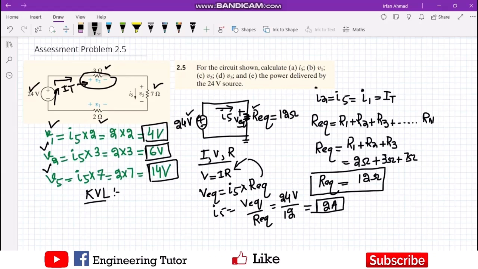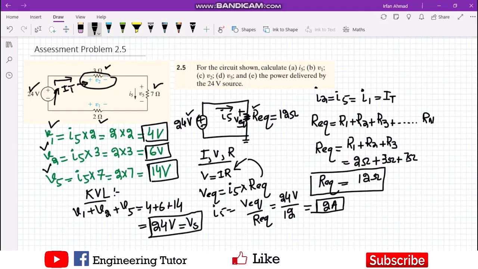So adding all these three voltages, V1 plus V2 plus V5, 4 plus 6 plus 14, we will get 24 volts, which is also the value of the supply voltage or the source voltage. So this says that the voltage supplied is equal to the sum of all the voltage drops across all the elements. So this is the supplied voltage.